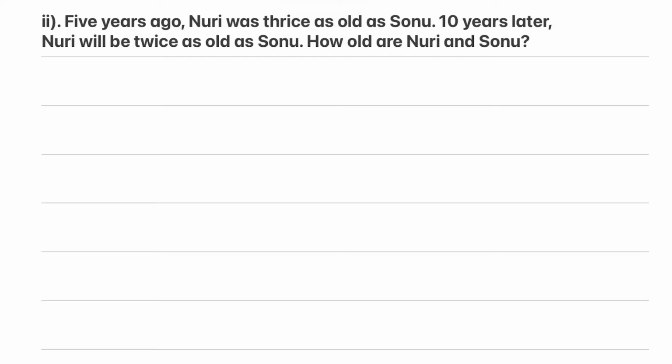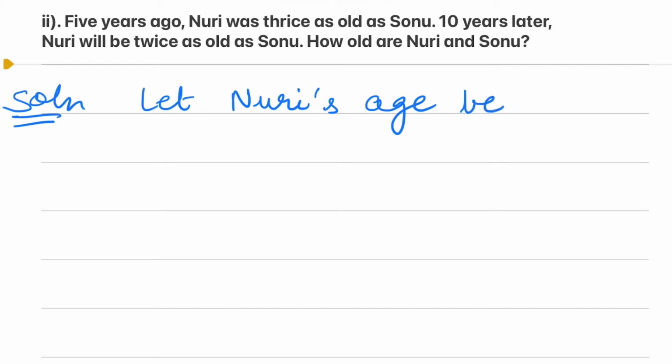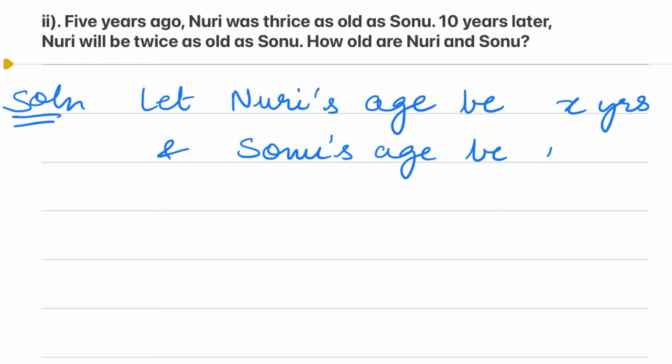Second part, it says 5 years ago, Noori was thrice as old as Sonu. 10 years later, Noori will be twice as old as Sonu. How old are Noori and Sonu? Okay, so we have, let Noori's age be x years and Sonu's age be y years.